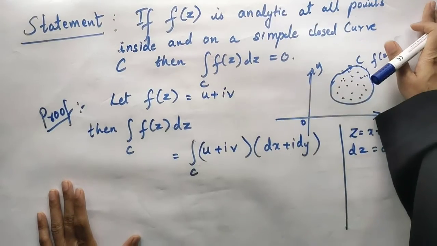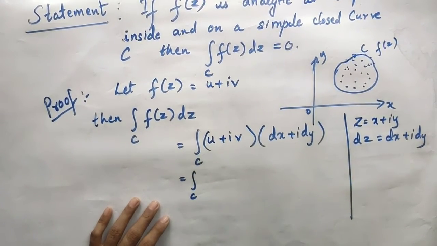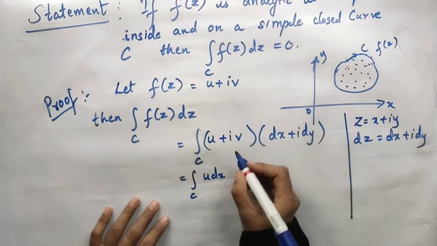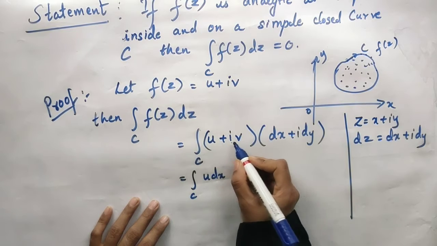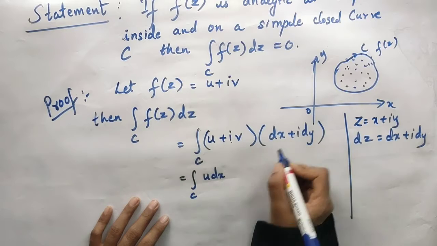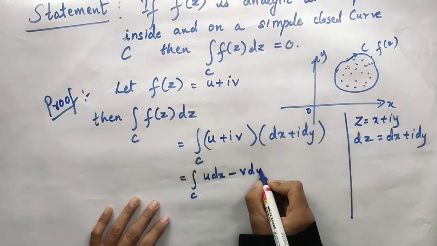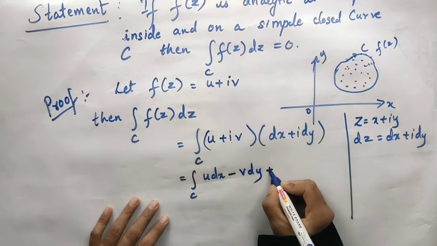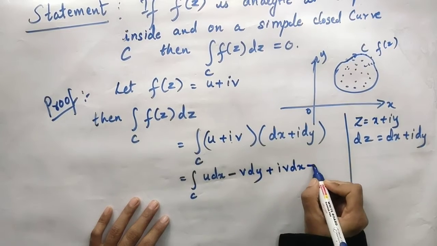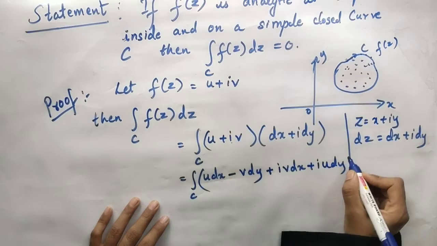Now let us try to separate the real and imaginary parts here. So it is the integration over the curve C, u into dx gives you the real part. And if you multiply the imaginary part with the imaginary part, you get the real part, which is i into i, that is i squared, is minus 1, so minus v dy, plus i v dx plus i u dy. You get something like this.